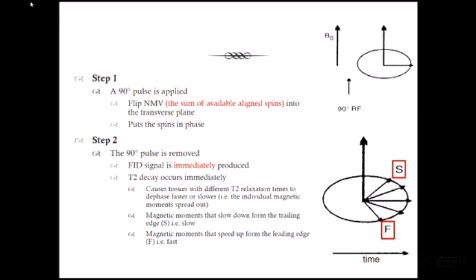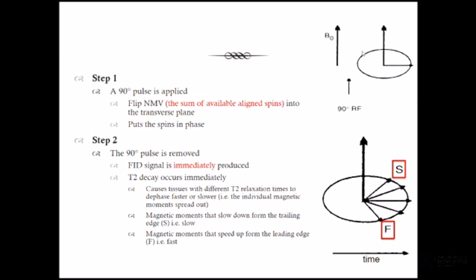So let's just walk through those steps. We have our 90-degree pulse applied. That will flip the net magnetisation vector, or the difference between those that are aligned and anti-aligned. We'll flip them into the transverse plane and put those spins into phase. Remember, with application of a 90-degree pulse, two things happen: we flip them into the transverse plane and they go into phase coherence.